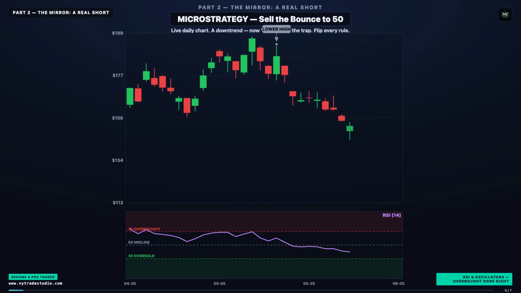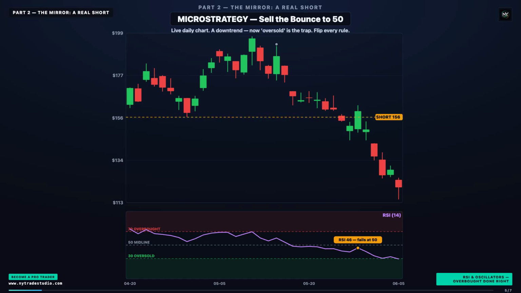Now RSI keeps failing at the 50 line from below, and oversold becomes the trap. Watch the setup. Price bounces, and the RSI climbs up toward 50, but it cannot break through. It fails right at 50, the trend filter, and rolls back over. In a downtrend, that failed bounce to 50 is your signal to sell, the exact mirror of buying the dip in an uptrend. So we build the short.